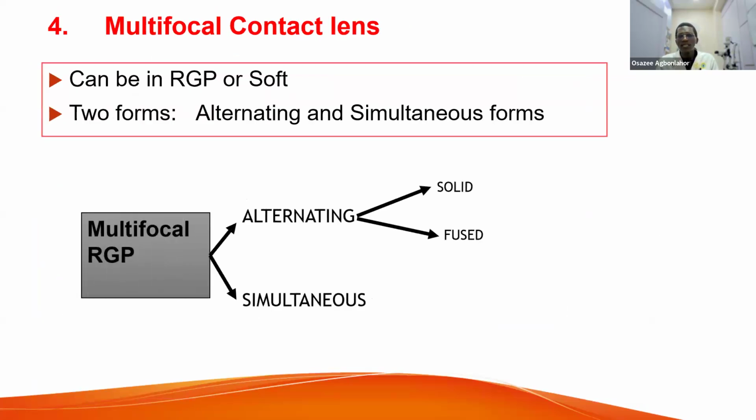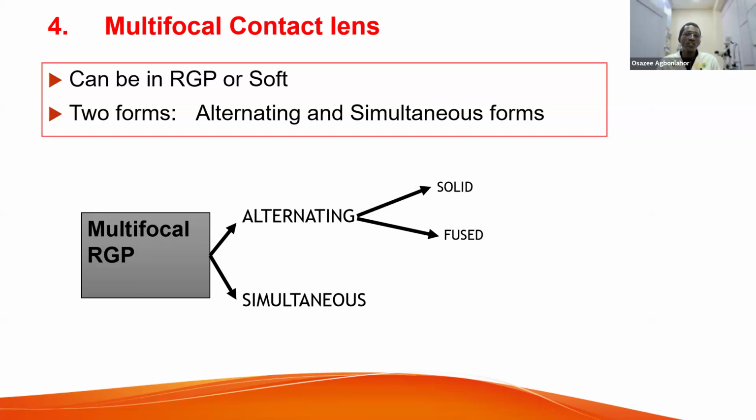Now, in multifocal contact lenses, as our focus is tonight, we have known that it could be RGP or soft lenses, that is silicone hydrogel lenses. Now, they come in two forms. We have the alternating multifocal contact lenses, also known as the translating bifocals, as we'll see later, or the simultaneous multifocal contact lenses.